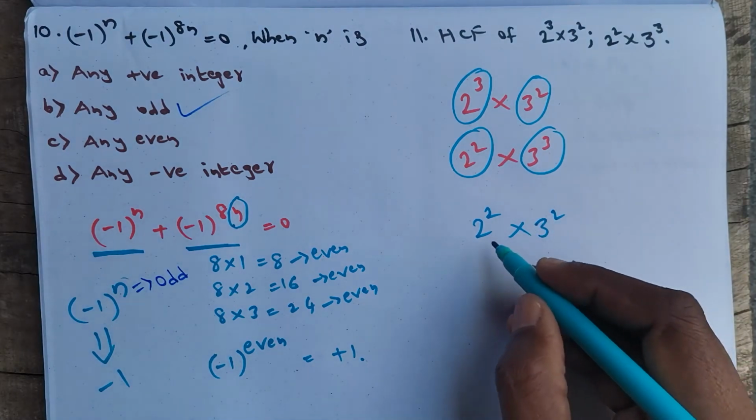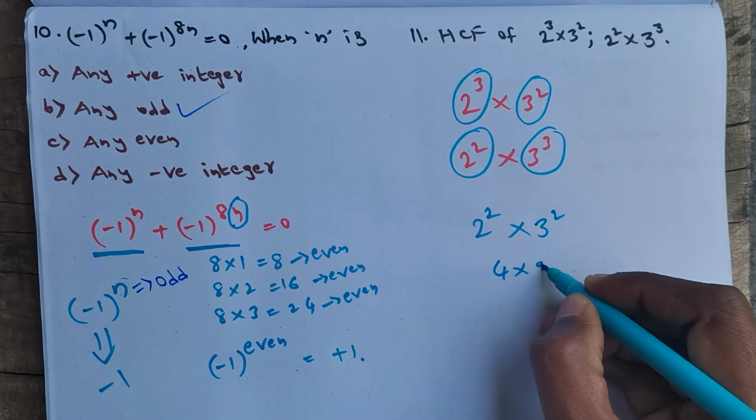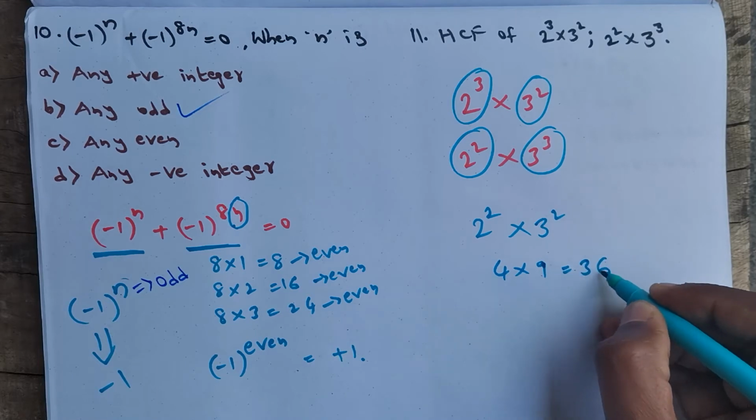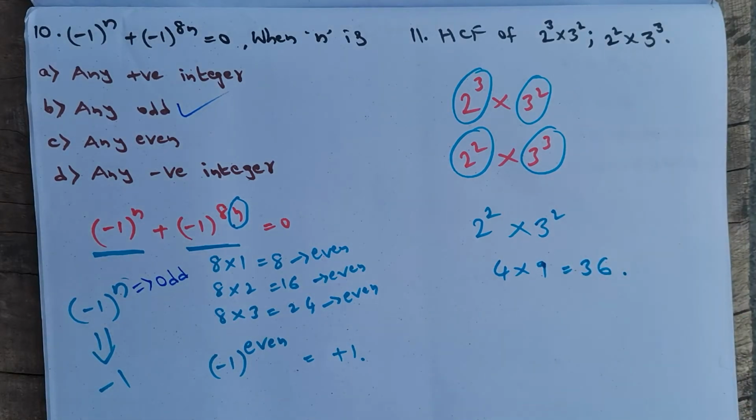Sometimes they will give a direct number. 2 square is 4, into 3 square is 9. So that is nothing but 36. So the HCF of 2 cube into 3 square and 2 square into 3 cube is 36.